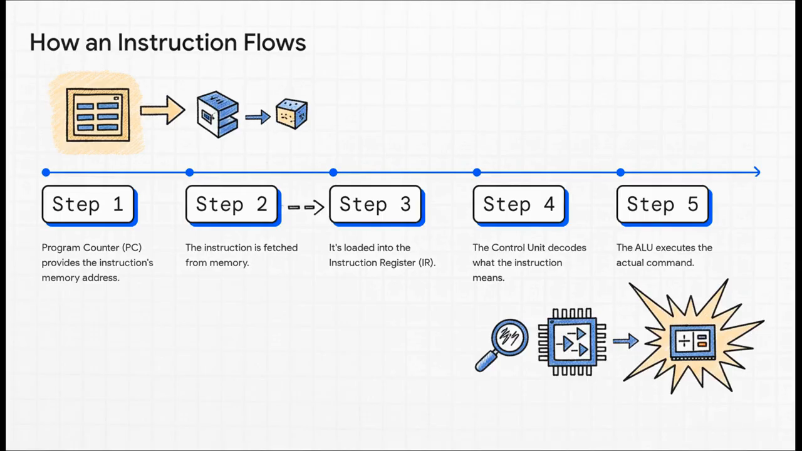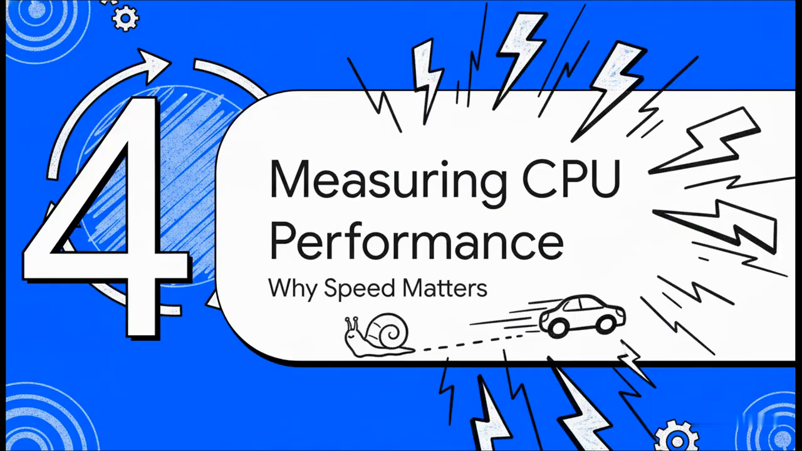That instruction then gets loaded into another special register, the instruction register. Now we're at the decode step. The control unit looks at that instruction and figures out what it's supposed to do. Is it addition, subtraction? And finally, execute. The control unit tells the ALU to do its thing, the calculation happens, and boom, the cycle is complete for that one instruction.